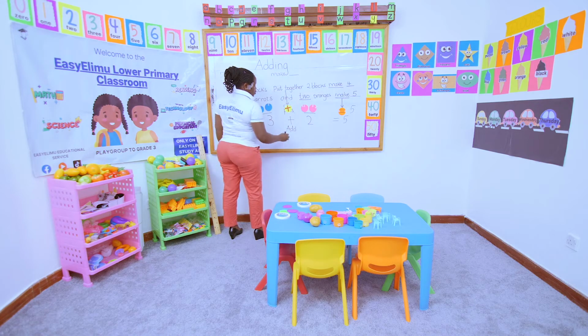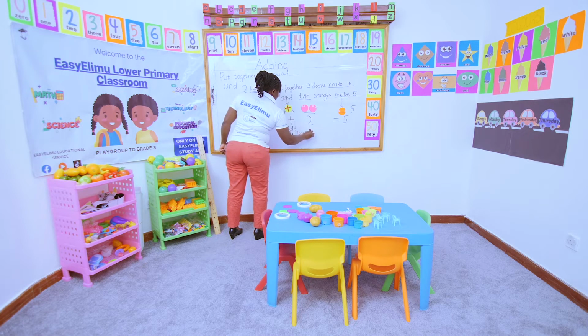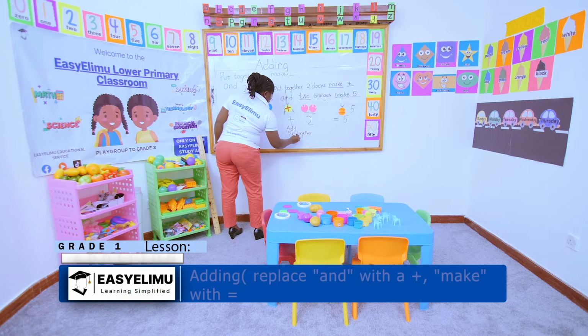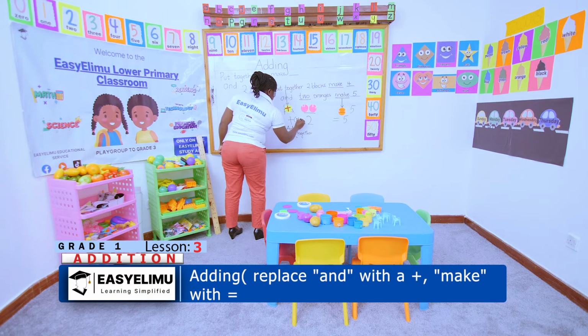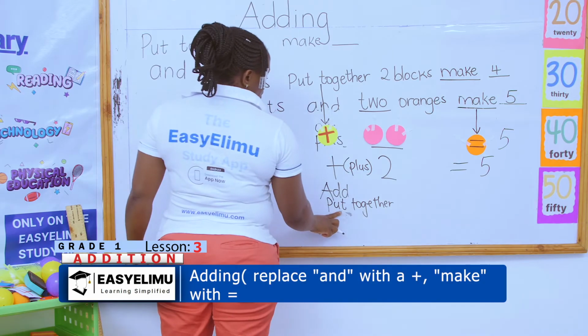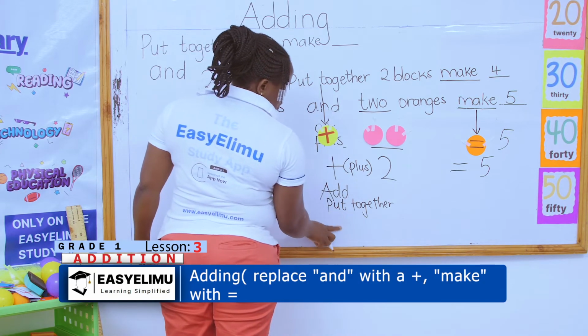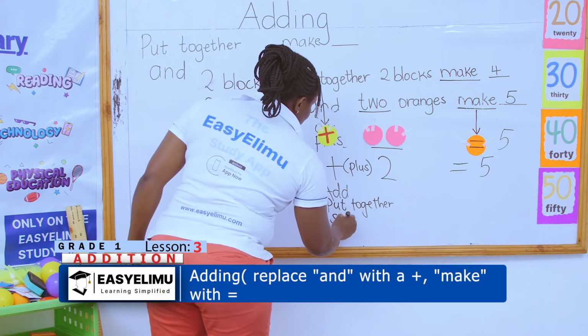We use plus to show put together. We use this sign, plus, to show add. The word is plus, the sign is written like that. So we are saying we use this sign to show add. We use it to show sum.